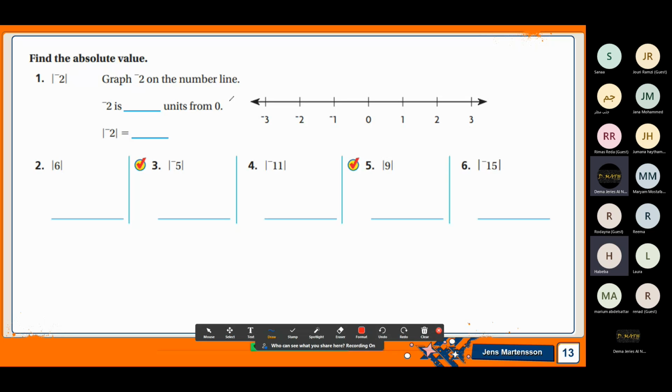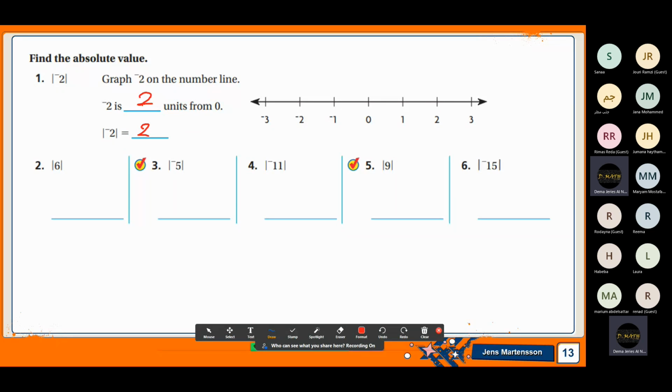Here, in number 1, find the absolute value of negative 2. Now, the absolute value of negative 2 means how many units from 0? 2. Bravo. So what's the absolute value of negative 2? It's 2. Bravo. Thank you, Habiba.